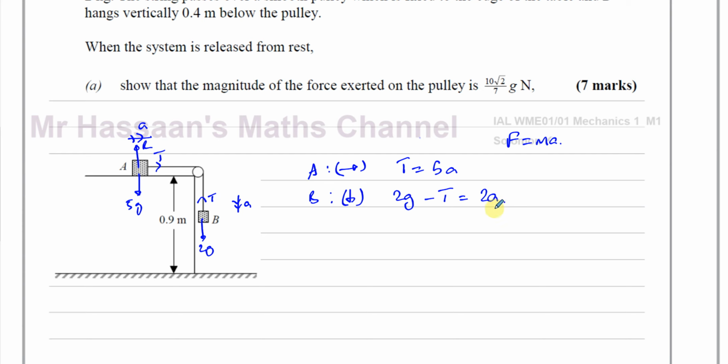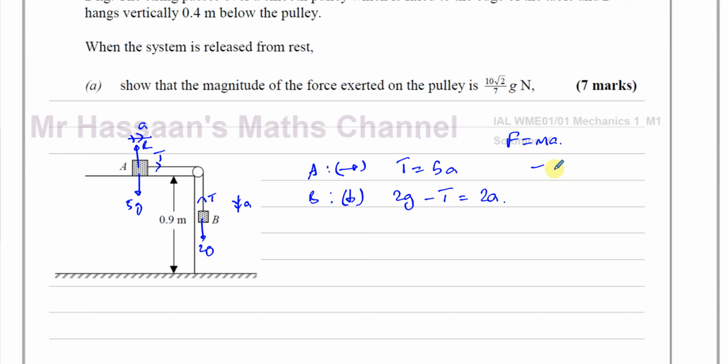So, I could eliminate the A, but I think finding A might be useful. I'm guessing I'll need acceleration in another part of the question. And seeing as it's easier to find A than it is to find T at first, what I can do is add the two equations together if I want to. That will eliminate the T. Or I can replace this T with 5A.